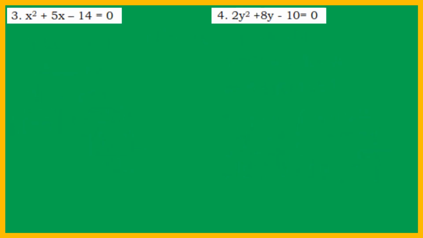So, let's say we have the given quadratic equation x squared plus 5x minus 14 is equal to 0. Since this is written in the standard form, pwede na natin siyang idiretso as factors. So, factoring, we have x times x to be x squared.